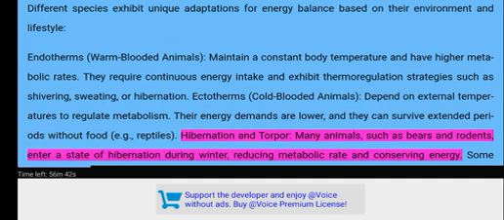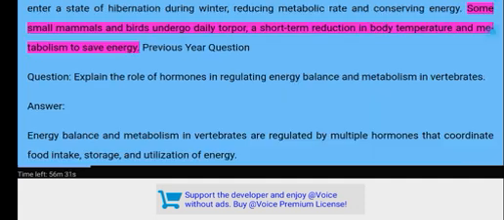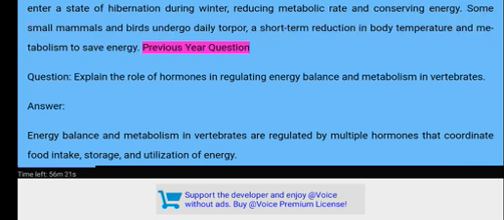Hibernation and torpor. Many animals, such as bears and rodents, enter a state of hibernation during winter, reducing metabolic rate and conserving energy. Some small mammals and birds undergo daily torpor, a short-term reduction in body temperature and metabolism to save energy. Previous year question.